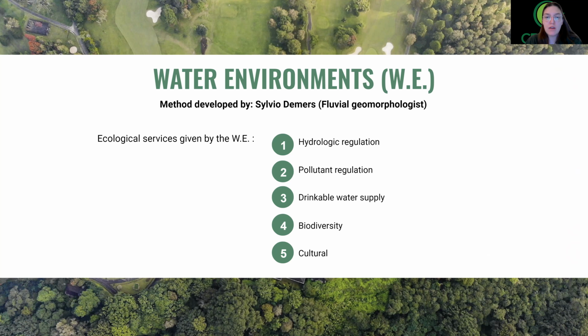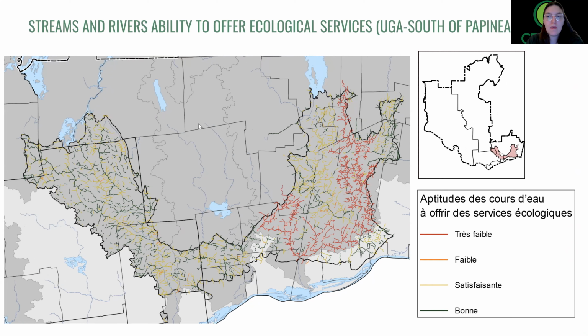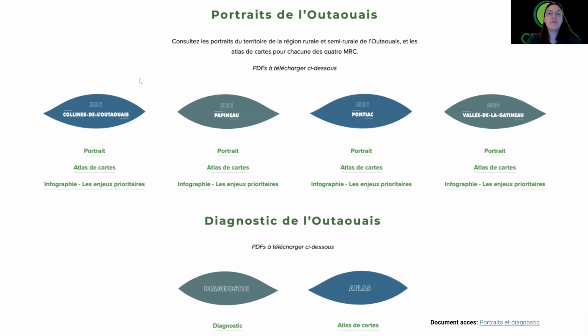But if we want to get more specific, we can look at each stream and river individually. So it's the same process. If it's dark green, that means it's high, and if it's dark red, that means it's very low. So that's the ability of the streams and rivers to offer ecological services. And as you can see, that gives us a better look at the reality of the territory. And that's pretty much it for the results.